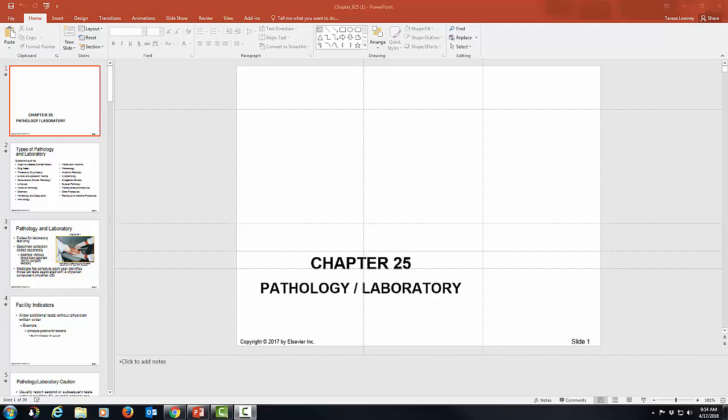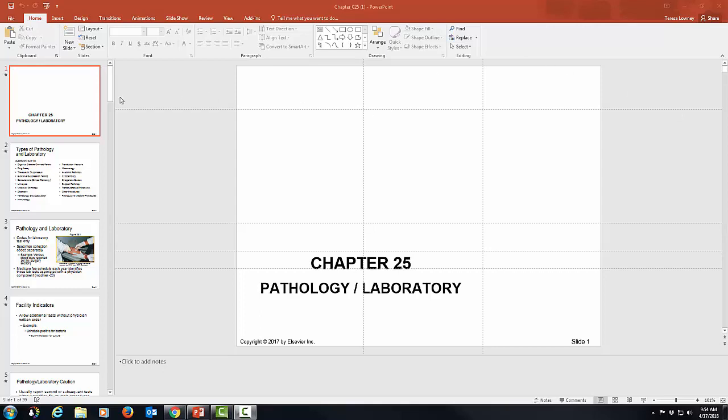Hi everybody, here we are, Chapter 25, Pathology and Laboratory. In our textbook, it starts on page 652 and ends on 665. So while it's only 13 pages in our textbook, in our CPT book, it's nearly 100. Starts on page 479 and goes to 578. That's how many codes you will have to consider. So this is a very complicated section.